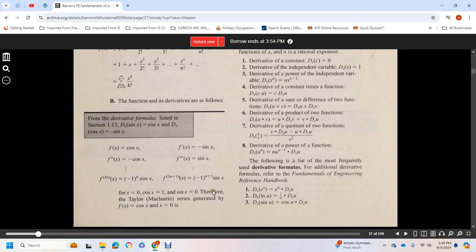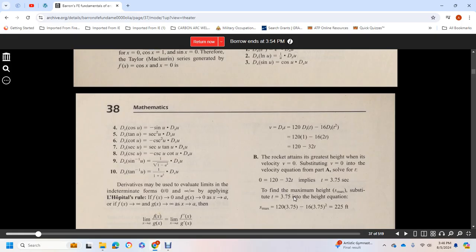For additional derivative formulas, refer to the Fundamental Engineering Handbook. d/dx of e to the u is e to the u times d/dx of u. d/dx of natural log of u is 1 over u times d/dx of u. The derivative of the inverse of u is 1 over u times d/dx of u. d/dx of sin u is cosine u times d/dx of u.